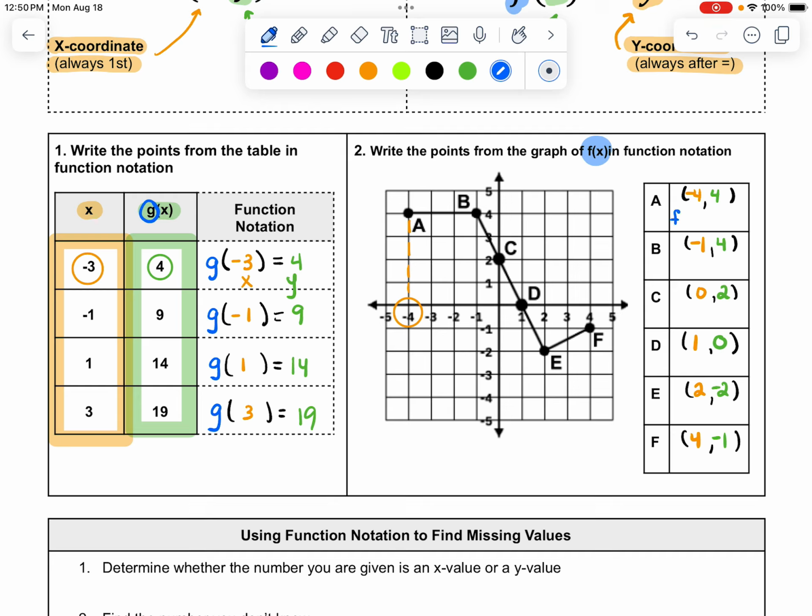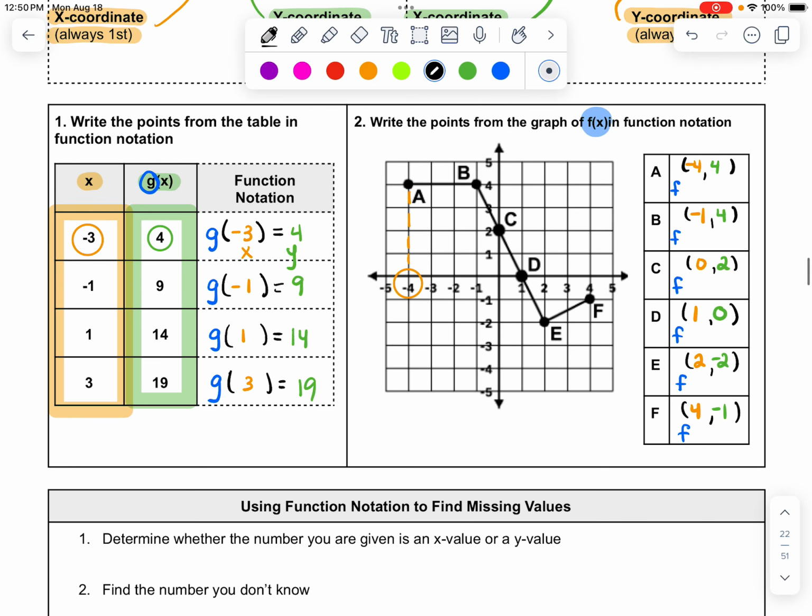That means my function notation is going to start with f every single time, because the name of your function goes first. Then we're going to have parentheses and an equals. Now the x-coordinate always goes inside the parentheses, so -4, -1, 0, 1, 2, and 4. And the y-coordinate always goes after the equal sign.